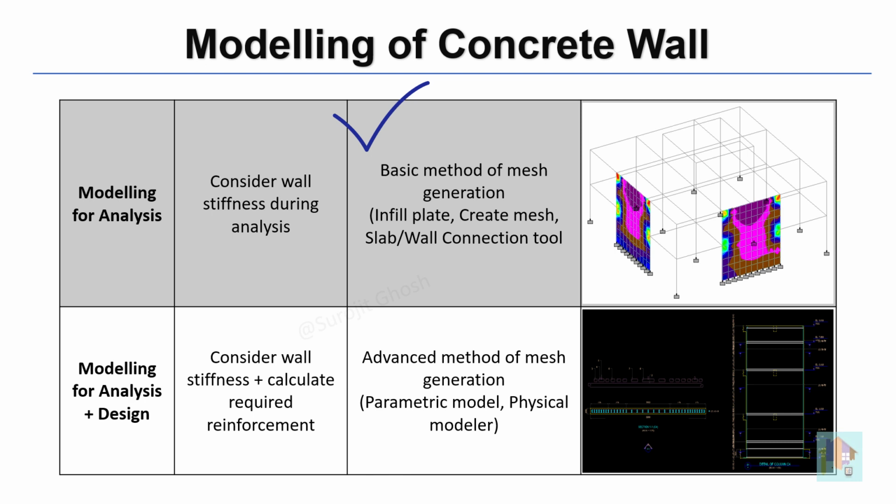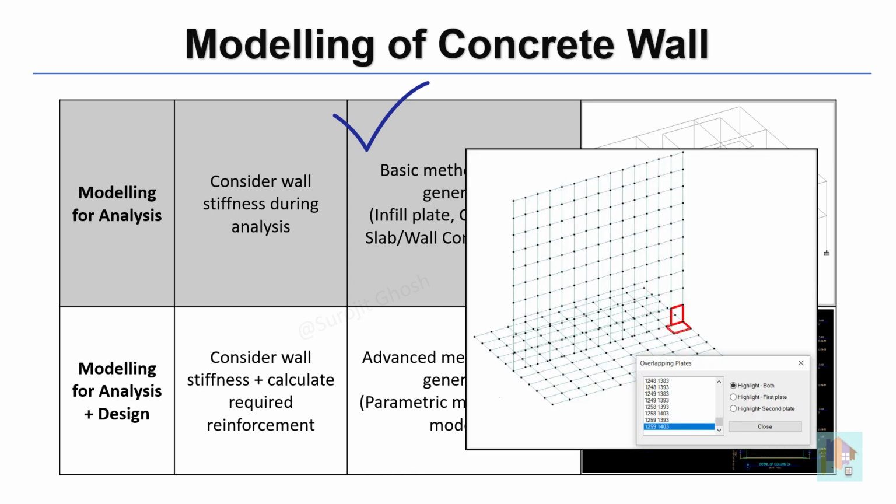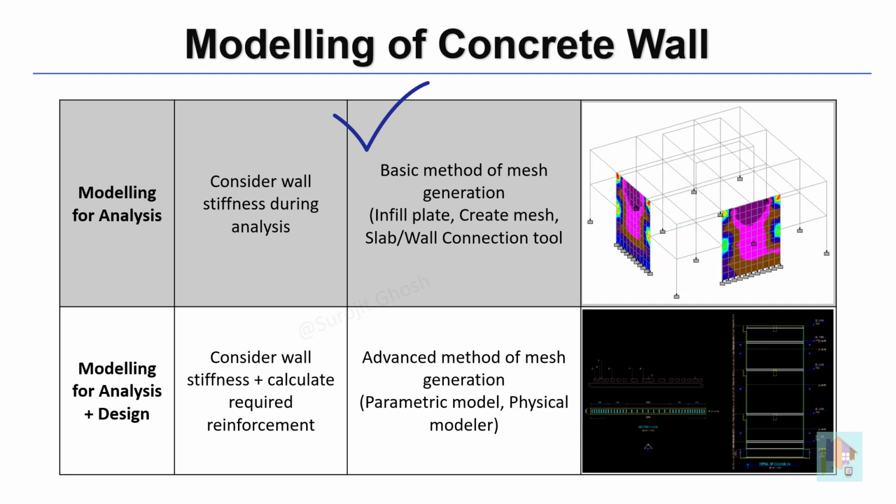After analysis, if we transfer the model to RCDC, the program does not import the wall geometry or any plate result for design. Another major disadvantage, none of these options identify and maintain proper connectivity with other members and plates, which generates several beam to plate or plate to plate connectivity issues. That's why for any large and complex structure, basic methods are not suitable.